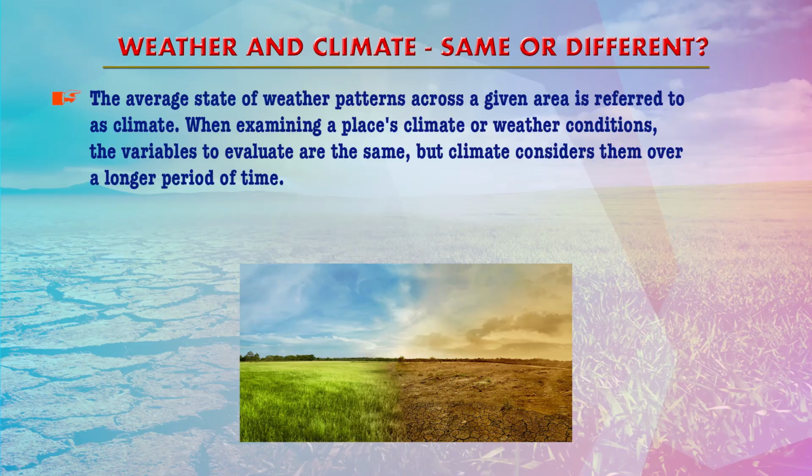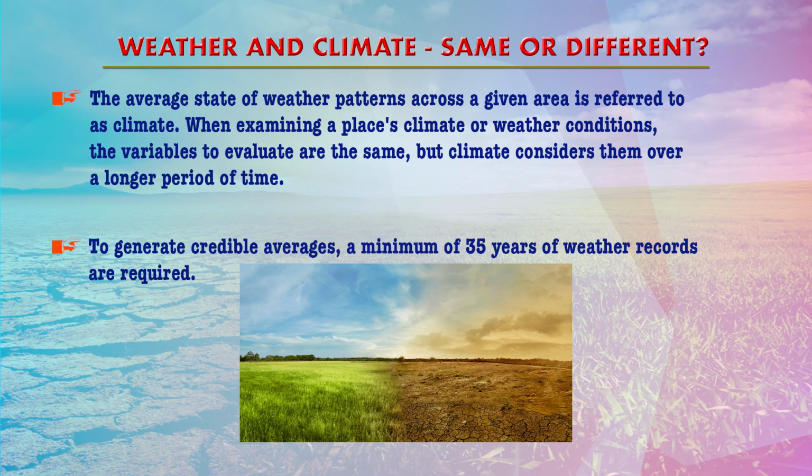Now, weather and climate, we tend to use these words interchangeably, but are they the same or different? Weather is different and climate is different. The average state of weather patterns across a given area is referred to as climate. When examining a place, the climate or weather variables are the same, but normally the climate considers them over a longer period of time. For example, to generate credible averages, a minimum of 35 years of weather records are required.